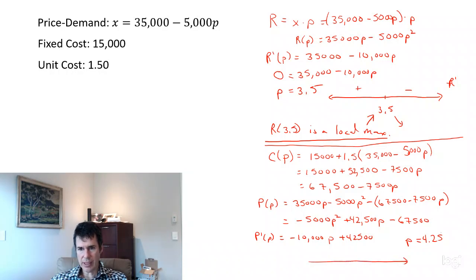We draw our sign chart, $4.25. This is the sign chart for the derivative. And we notice we've got a negative term here, so when we put in a big negative number, the derivative of profit is positive, and a big positive number, derivative of profit is negative. The function is increasing, then decreasing, so a price of $4.25 maximizes profits. To figure out how many units we make, plug this price into our demand equation. To figure out the profits, we plug this price into our profit equation.